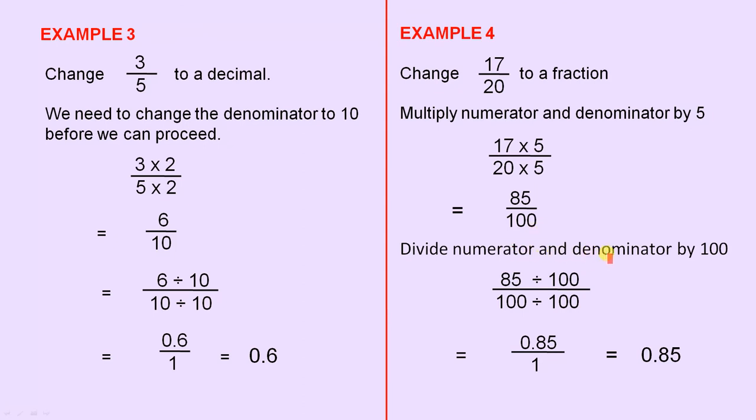Divide the numerator and denominator by 100. So 85 divided by 100 over 100 divided by 100. 85 divided by 100 is 0.85. 100 divided by 100 is 1, which gives us 0.85. So 17 over 20 is the same as 0.85. So this video has given us a simple procedure showing us how to change a fraction to a decimal.